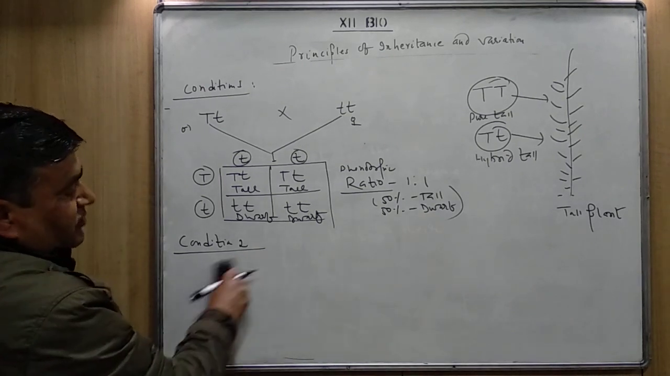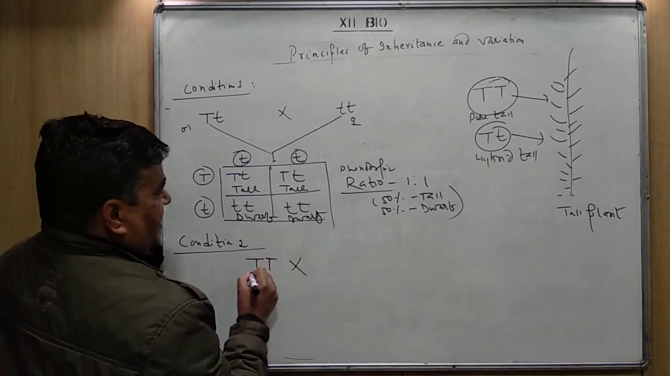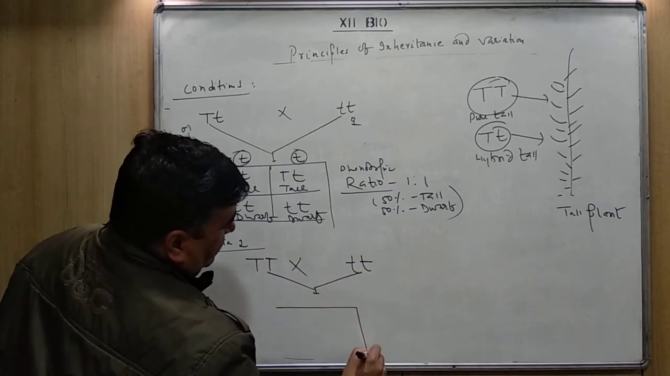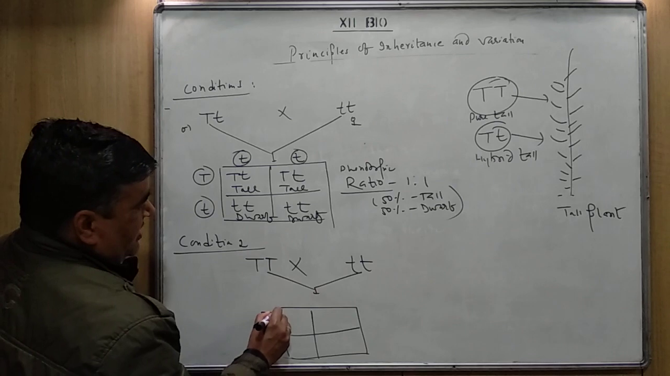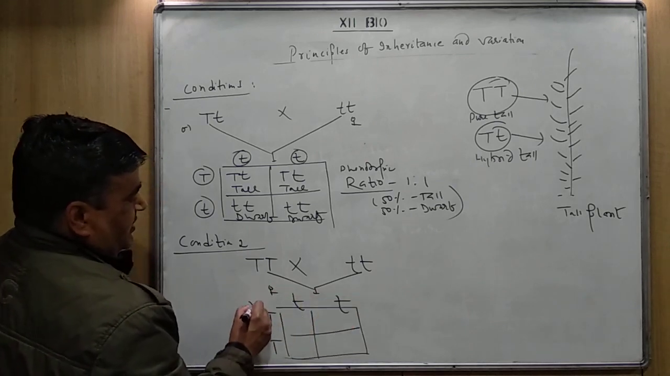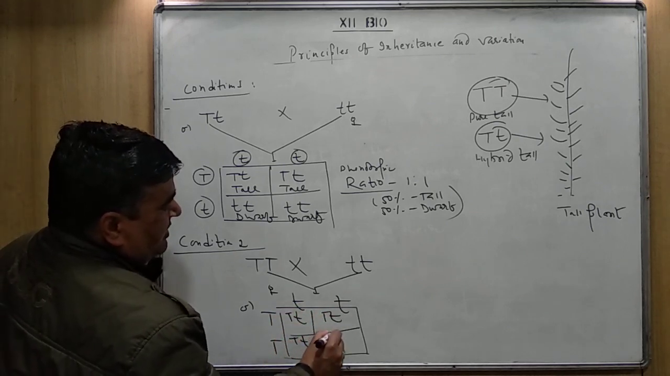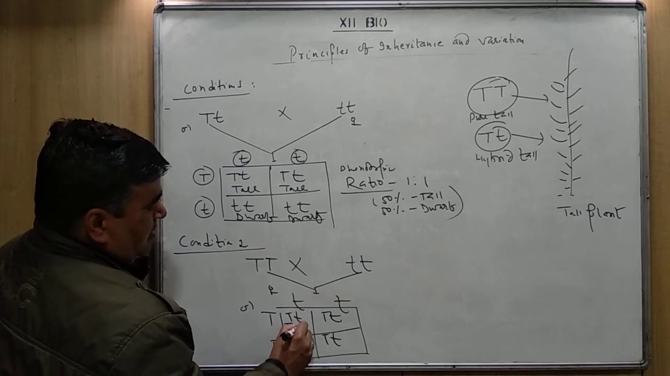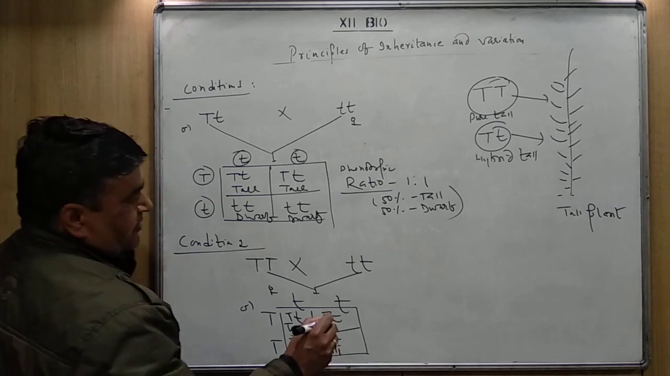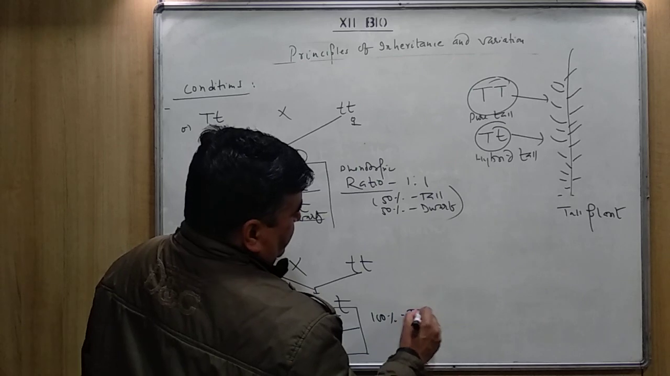If the plant is pure, you can take here the genotype TT, capital T, female, male, capital T, small t, capital T, small t, capital T, small t, capital T, small t, tall and tall. In this case, 100% plants are tall.